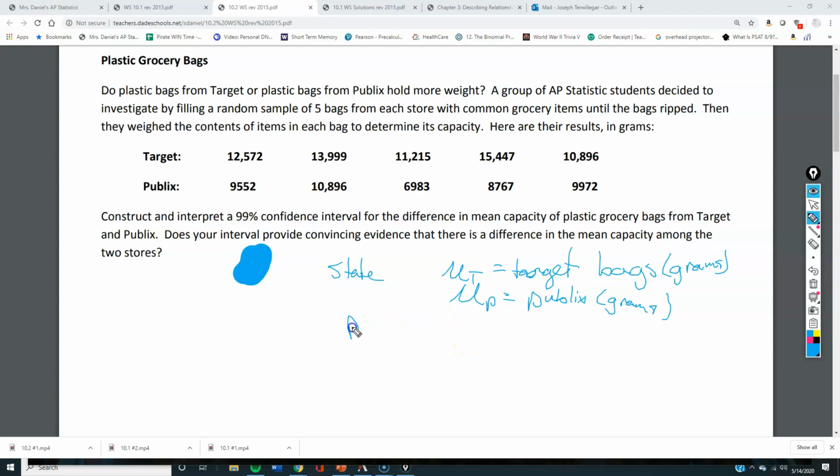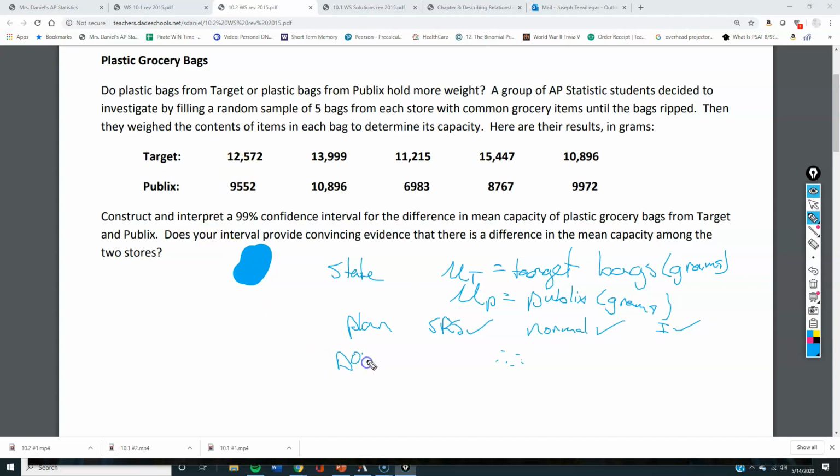Let's check our conditions. Let's plan. Is it SRS? Yes. Is it normal? Well, usually for mean, we're looking for is n more than 30. This one's not. So we're going to have to plot it. And when we plot it, there are no outliers or skew, so it is normal. Is it independent? Yeah, because 10 bags is less than 10% of all the bags, right?